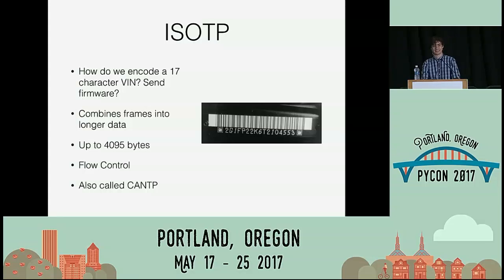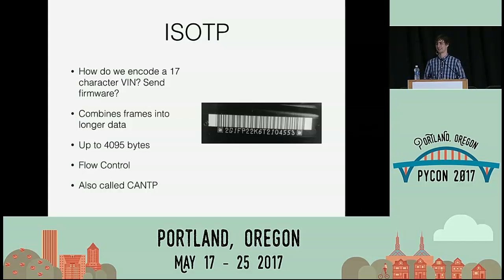So, first thing we need to know about diagnostics is this ISOTP. I said that CAN is 8 bytes, and that's a problem because VIN numbers are longer than 8 bytes, and you might want to send a VIN number over CAN. VIN number being a vehicle identification number. Every car has a unique one. So that's, you know, displayed on your windshield, but how do we send this 17-character thing in 8 bytes?